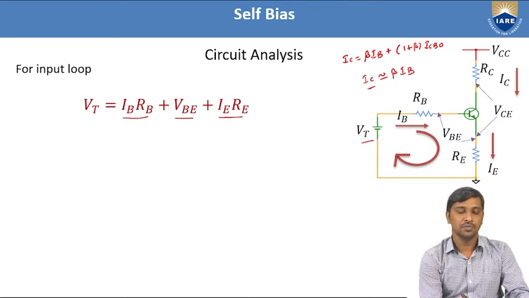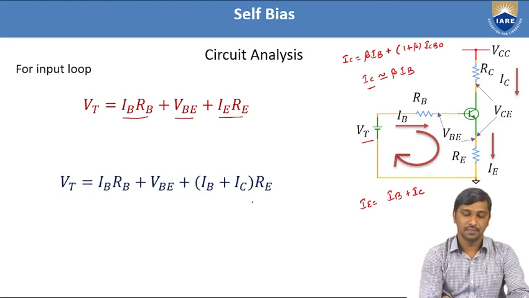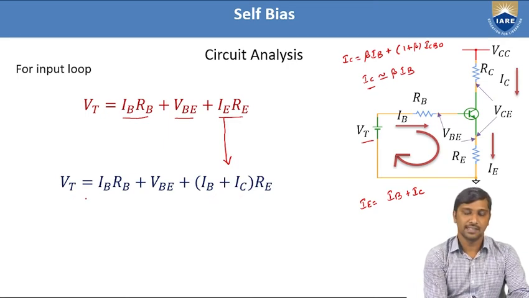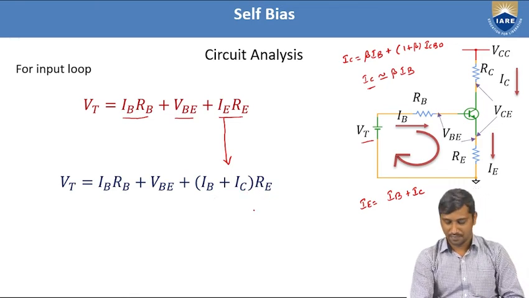So here we are going to observe the base current, and here I'm going to convert the emitter current in terms of base and the collector. From the transistor construction, we know that IE is equal to the summation of base current and collector current. Hence, I'm going to substitute this IE with the summation of base current and collector current. Hence, VT is equal to IB times RB plus VBE, plus IE replaced with IB plus IC times RE.